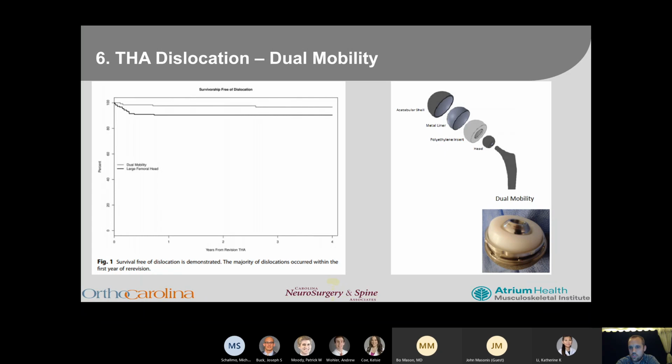There's two articulations that are mobile in that type of implant because you're trying to increase functional range of motion and decrease the likelihood of dislocation. And they are effective at decreasing dislocation. I just don't know if that's something that's really testable yet.